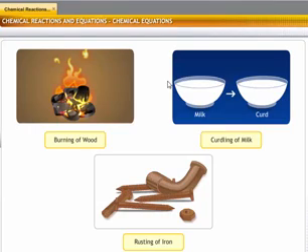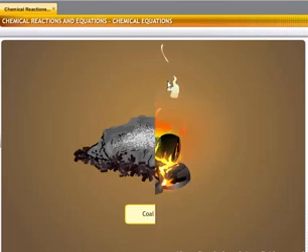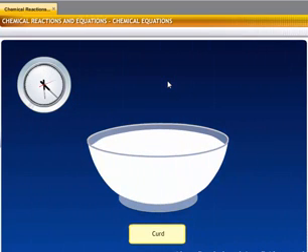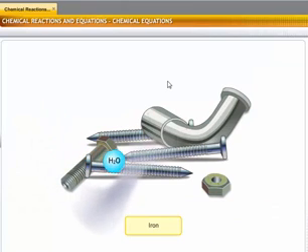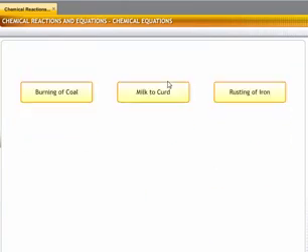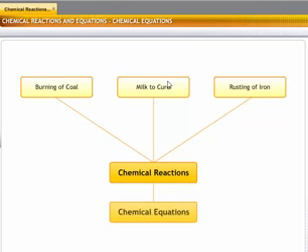All the time, for example, changing of coal when it is burned to produce heat, changing of milk into curd, and rusting of iron when exposed to moisture. All these changes are a result of chemical reactions. These chemical changes can be represented through chemical equations.